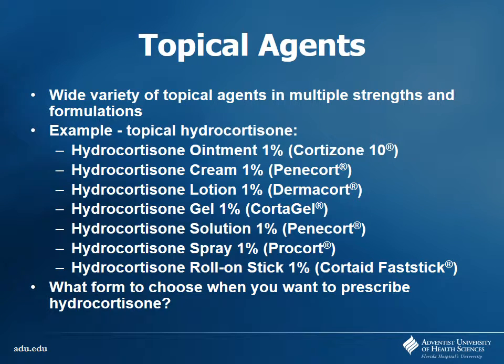Just to give you an example of the different varieties of hydrocortisone you can run into. Again, I don't even bother remembering the brand names because there's so many different varieties, but creams, ointments, lotions, gels, anything you want, you can probably find a hydrocortisone preparation of it. There's a roll-on stick if you prefer that. So how do you choose which one you want to use?